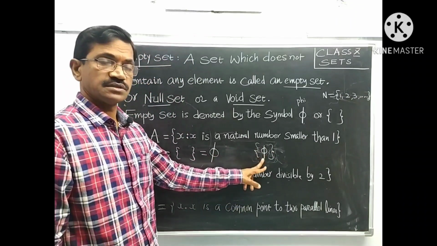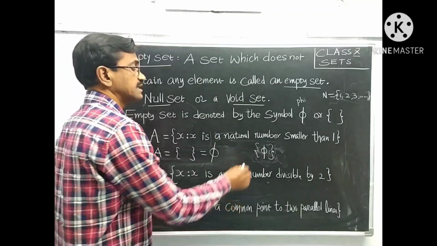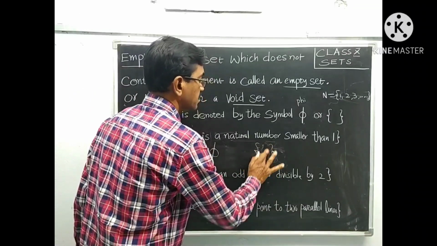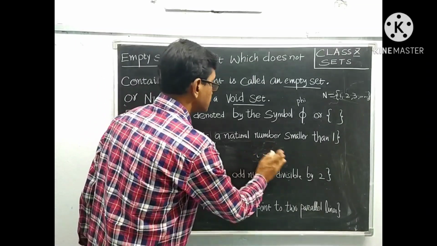But you should not write like this. It is not empty set. It is a set with an element phi. You should not write like this. Just keep it as blank. But you should not write like this also, 0 also. So, this is empty set.